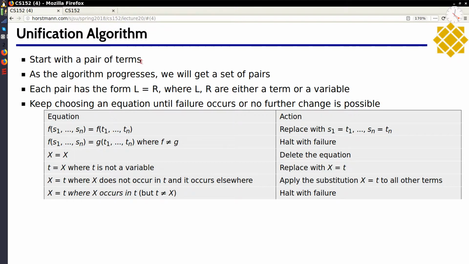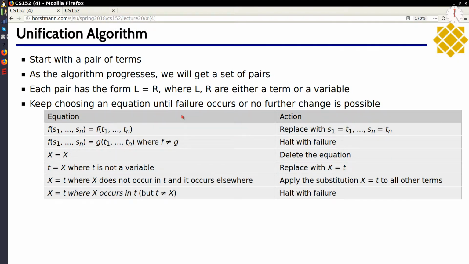So I start with a pair of terms, and as I progress, I get more and more of these pairs. I'll throw some out, I toss some others in. And when I'm done, one of two things will happen. Either I get a whole bunch of pairs that say x equals this, y equals that, underscore equals that, and that's my successful variable assignment, or I fail. So here's how the algorithm works. You have a set of these pairs, and you choose the first one on the list that you can work, and do the associated action.